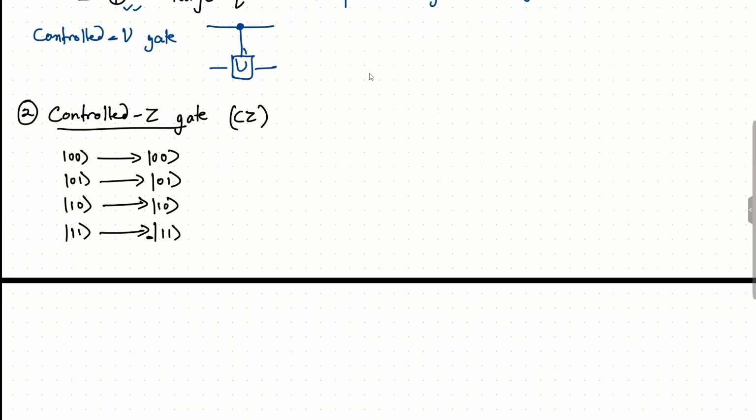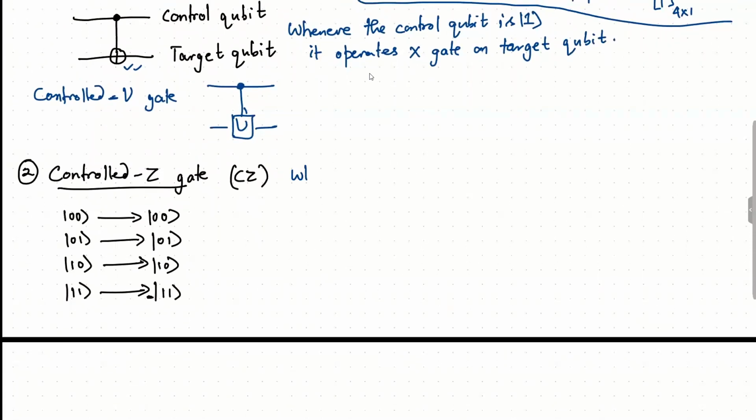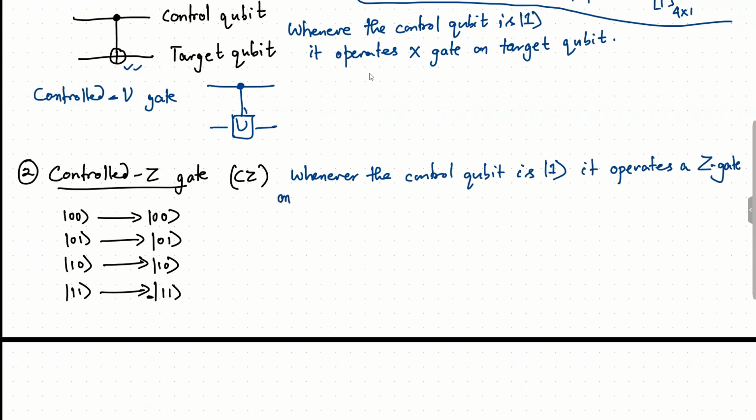So the action here is again on the target qubit, and the target qubit is changing only when the control qubit is 1. The change essentially is a Z gate being operated onto the target qubit. So whenever the control qubit is 1, it operates a Z gate on the target qubit. That's why control Z.